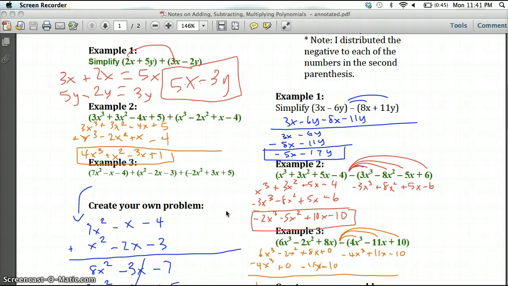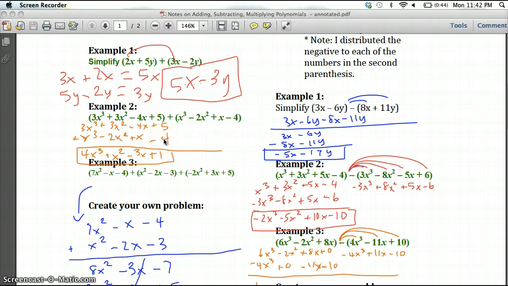Let's look at example number 2. So again, we're going to look at our like terms, and we want to combine them. So here I've got 3x cubed plus x cubed. Then I have 3x squared and a negative 2x squared. Notice that I'm combining like terms the entire time. Then I've got a negative 4x and a positive x. And then I have 5 minus 4.